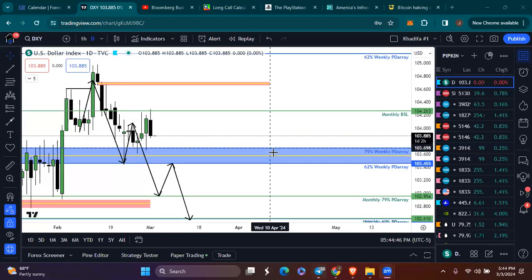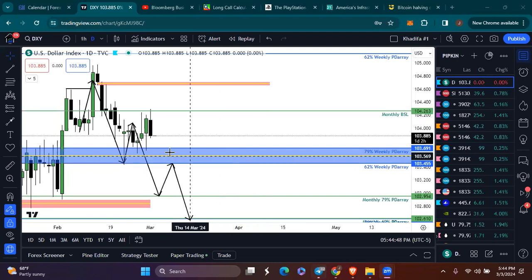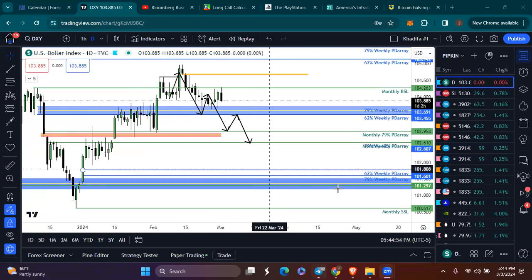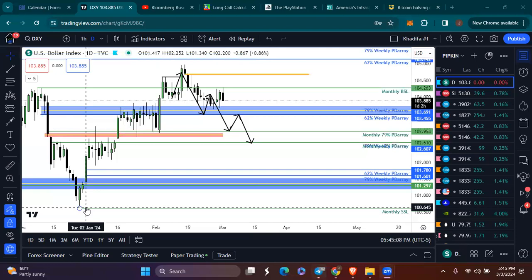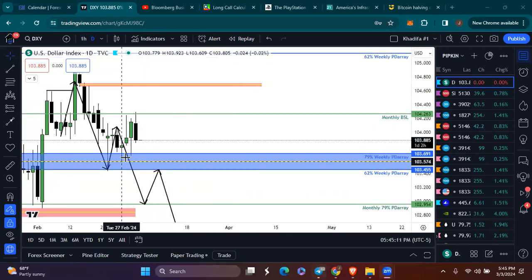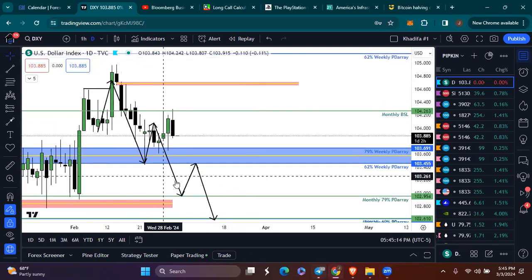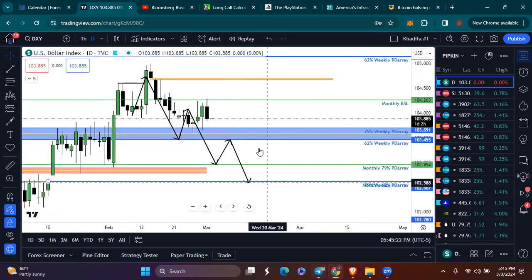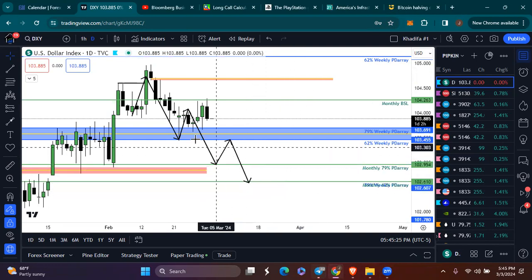So looking at DXY, I told you guys that I'm long-term bearish for the dollar. I would like to see us come down into these monthly PD arrays, right? I would like to see us also eventually run this monthly sell side liquidity to the downside. I had this drawn out for you guys for a while, showing you how I think the dollar will eventually make its way down to these levels.